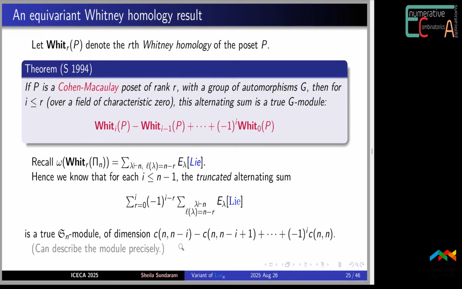Here's what the dimension is. It's this alternating sum of the signless Stirling numbers. You can check that this always comes out to be something positive. And this module can be described precisely, but I'm not going to do that here.